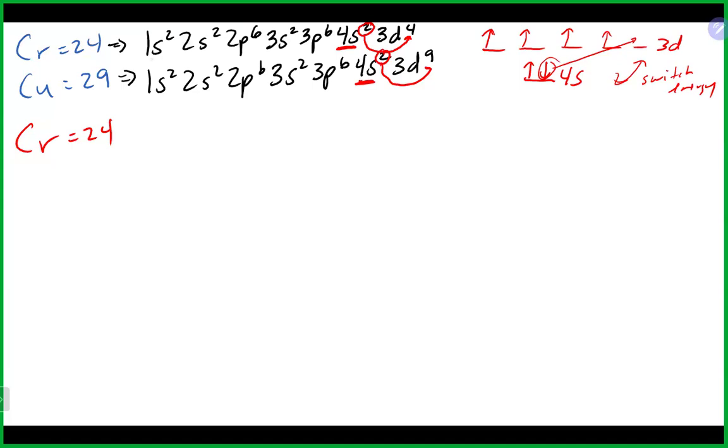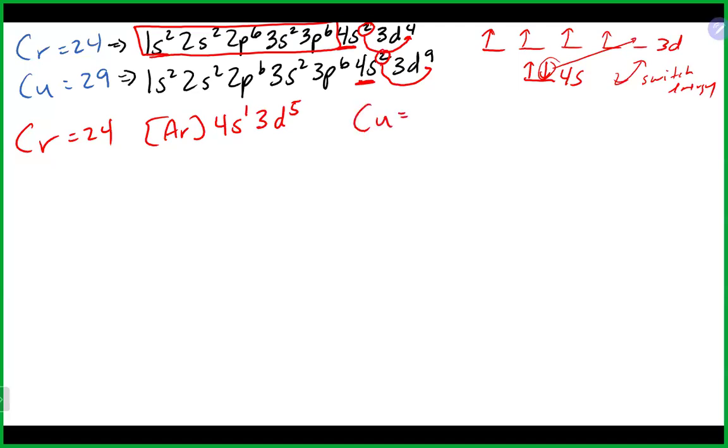That means that I could take this part of the configuration, and that's going to be argon's configuration. And it will be 4s1, 3d5. So that is the exception: one more electron up in the d orbital, one less electron in the s. And I could do the same thing for copper.